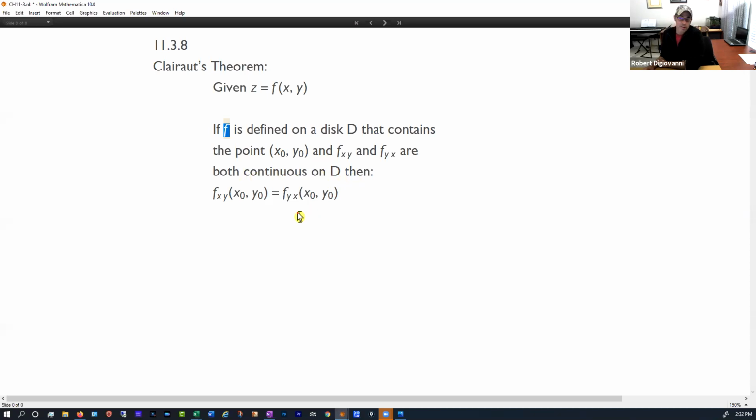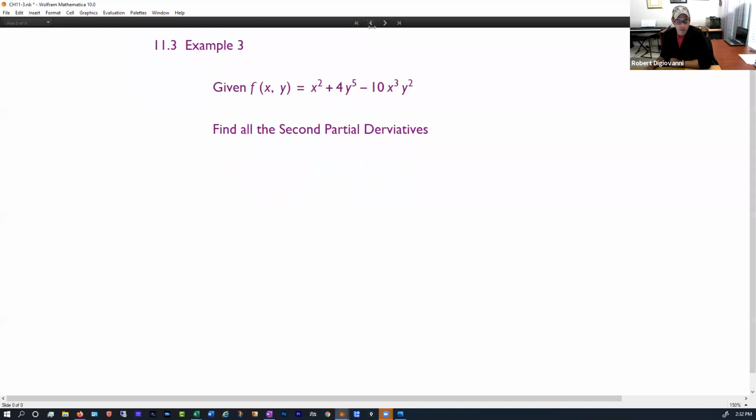So the answer to your question, Benjamin, is yes, kind of. We have to have something be true. We have to have that when you look at those partials, they are continuous on some little region near the point you're interested in.